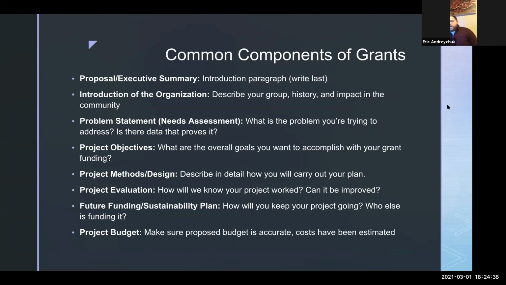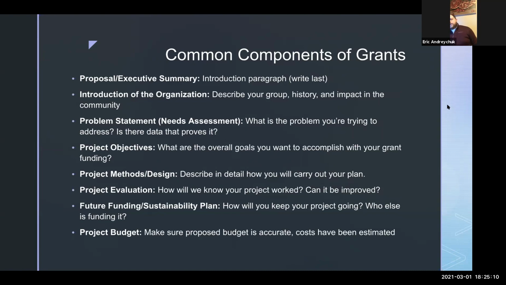All right, so let's talk about the actual common components of grants. These are the things that you are going to have to make sure that you answer when you write out your proposal to the funder or to the corporate giving entity like Target or Meijer. These are the things that they're going to want to know. So I'm going to go through each one of these one by one and talk a little bit about what that section should include, what needs to be in there, and why it's important.